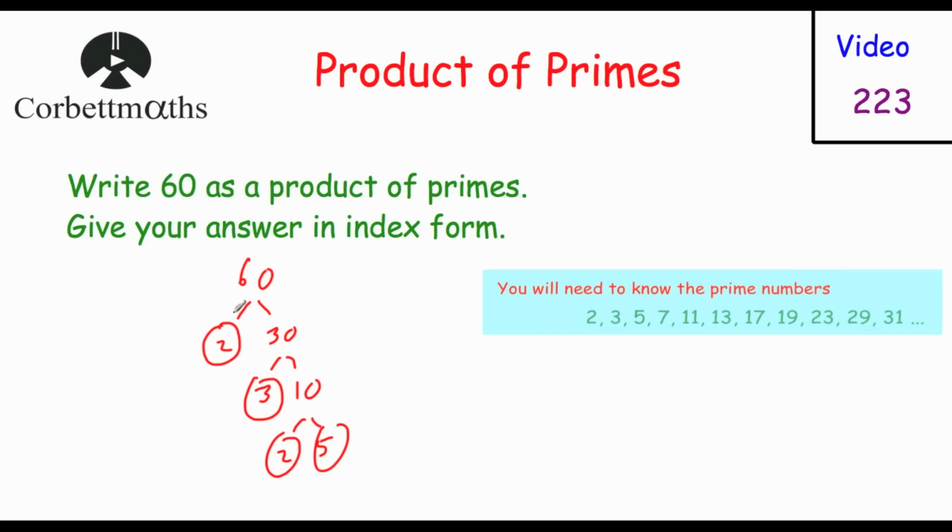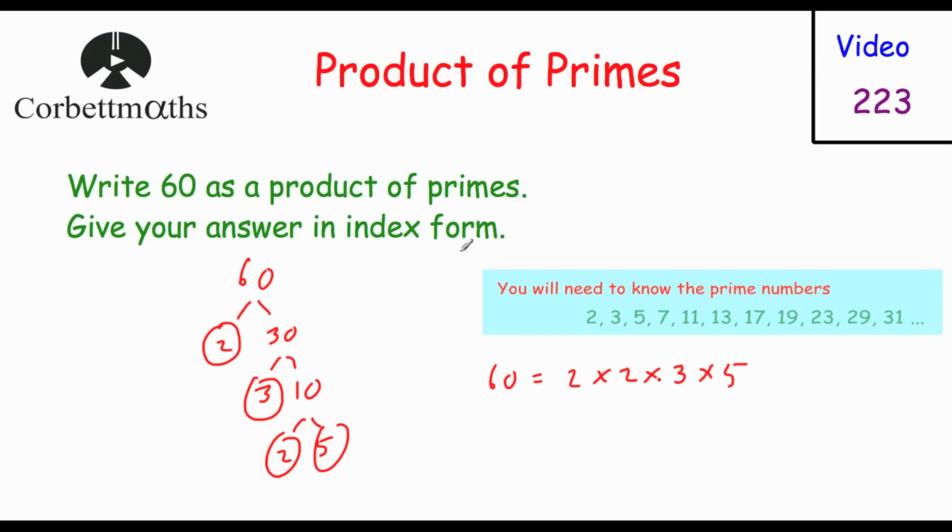So 60 is equal to 2 times 3 times 2 times 5. So let's write that out. 60 is equal to, and let's just do it in order. So instead of doing 2 times 3 times 2 times 5, I'm going to do 2 times 2 times 3 times 5. And let's just check it works. 2 times 2 is equal to 4, times 3 is equal to 12, times 5 is equal to 60. And as you can see, we've written 60 as a product of primes.